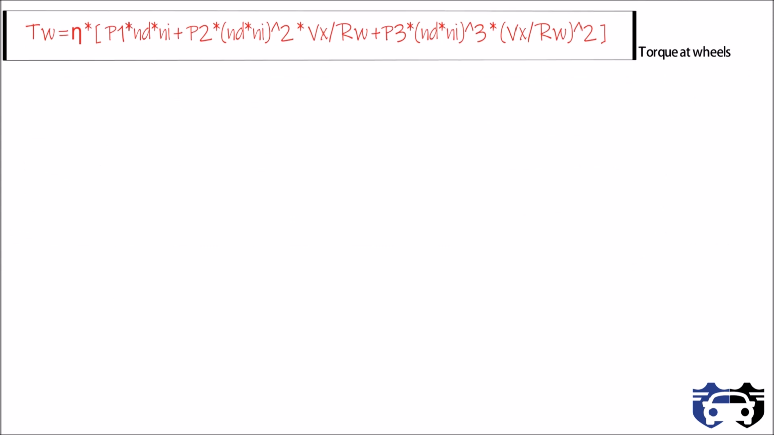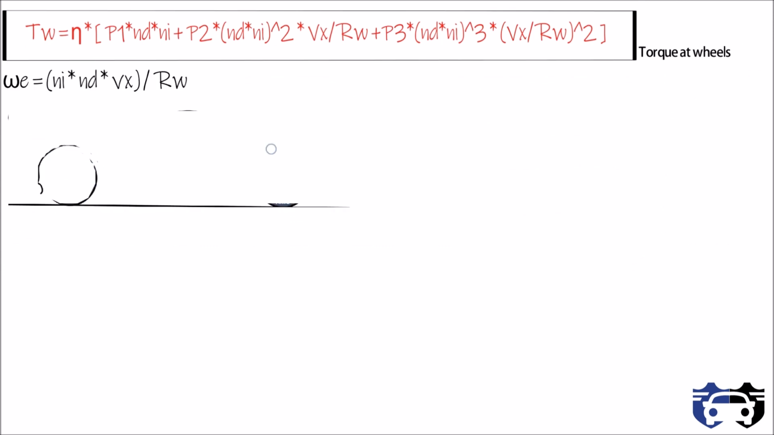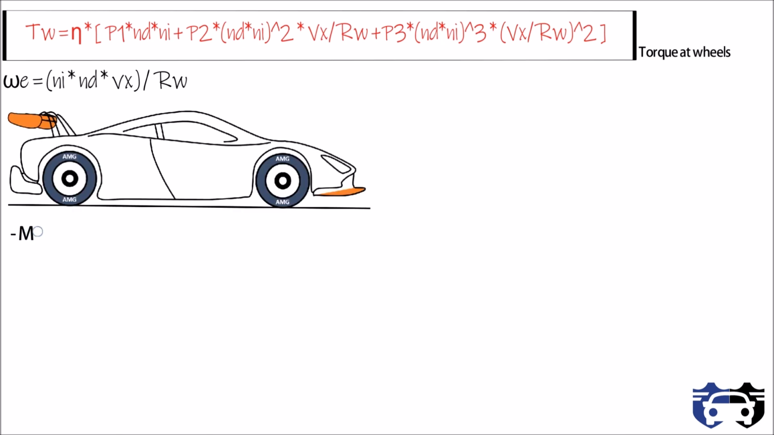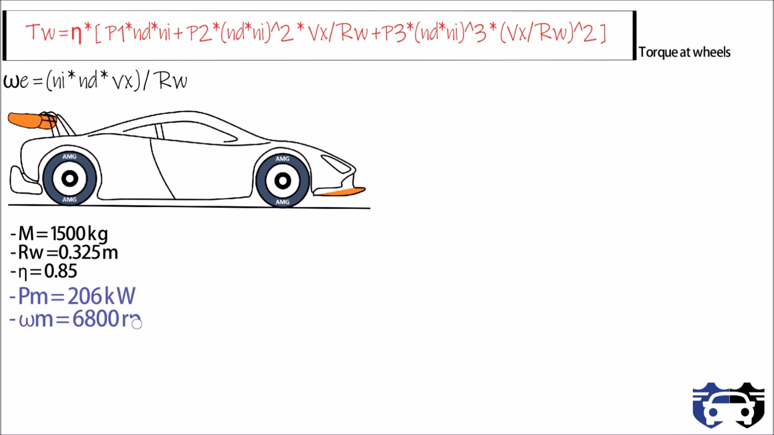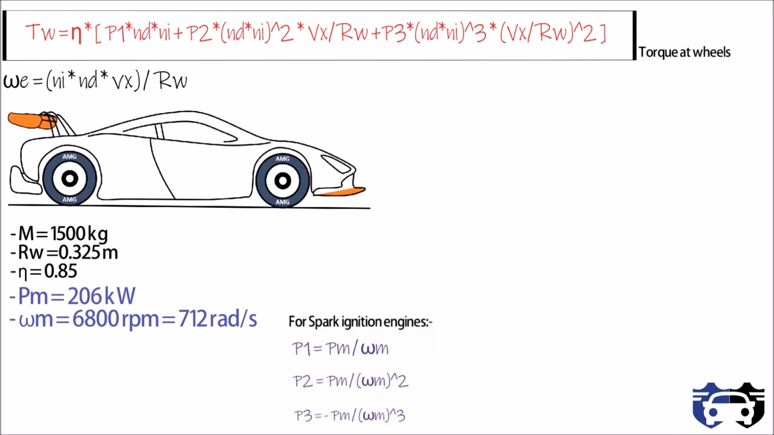Let's take an example for understanding how torque changes on shifting gears. Here I have a car of mass 1500 kg with tire effective radius of 0.325 meter and efficiency of drivetrain eta equals 0.85. The maximum power of engine is Pm, which equals 206 kilowatt at an associated angular velocity omega m equals 6800 rpm, which is approximately 712 radians per second. From the values of Pm and omega m, we can calculate the values of P1, P2 and P3.